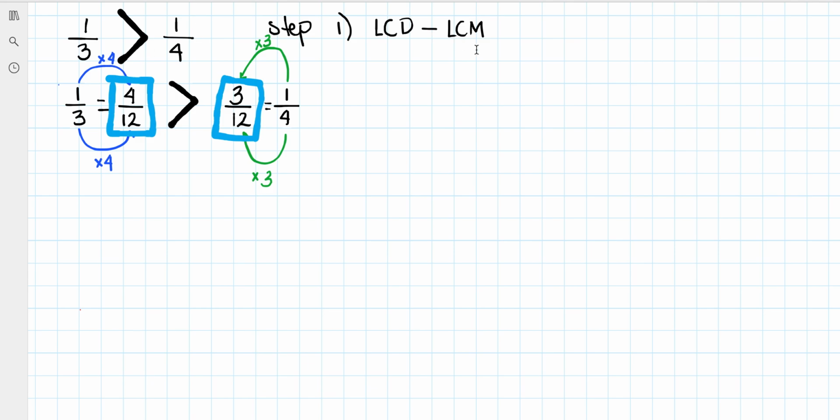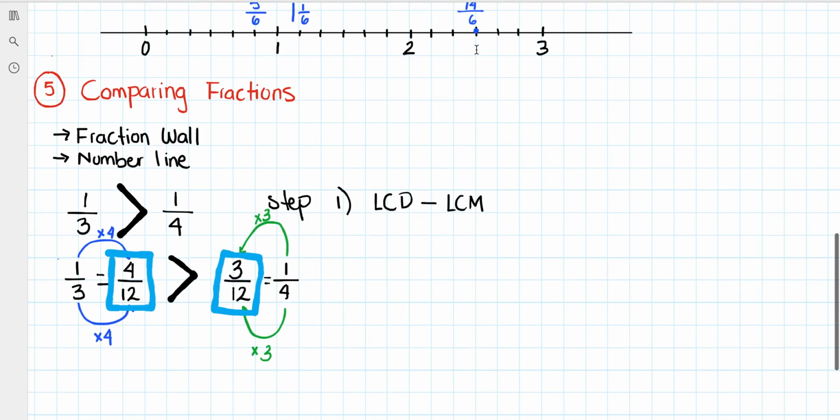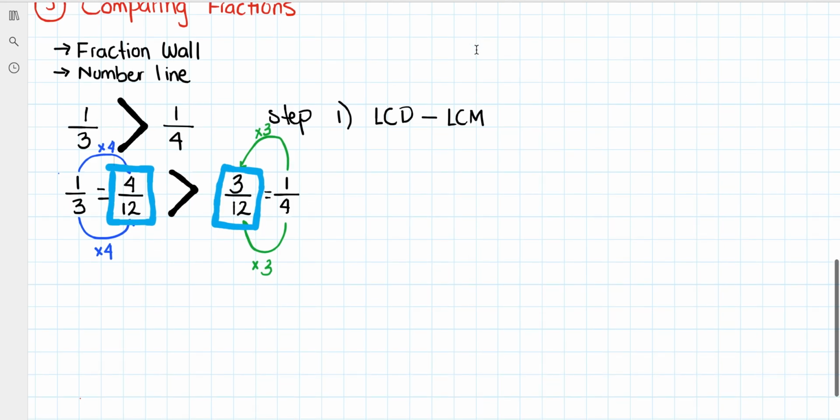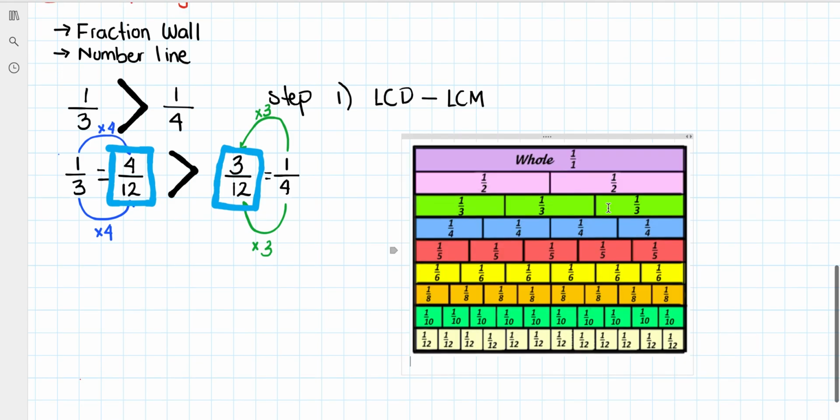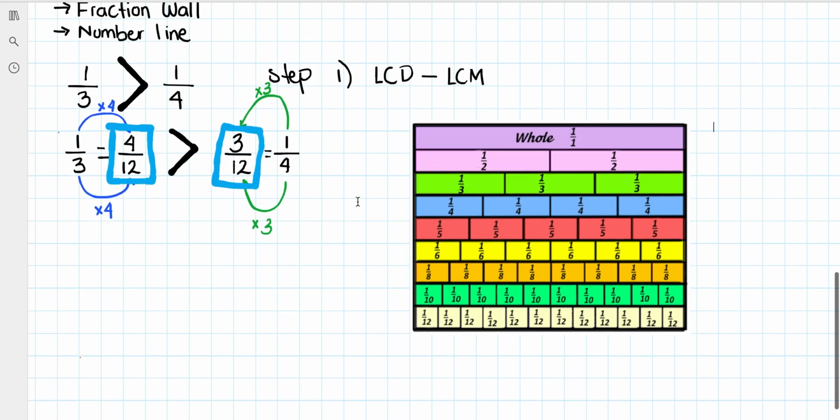Okay? So that's the other procedure that I want you to use. I just wanted to show the fraction wall for you to corroborate what I'm saying here. I said that 1/3 was bigger than 1/4, and as we can see here, 1/3 is bigger than 1/4. Okay, girls? So this procedure is what you can do.